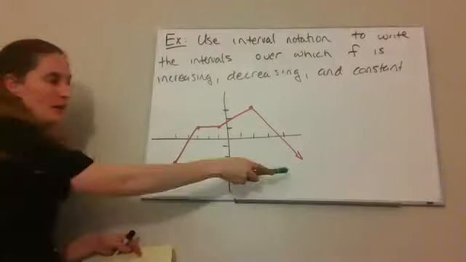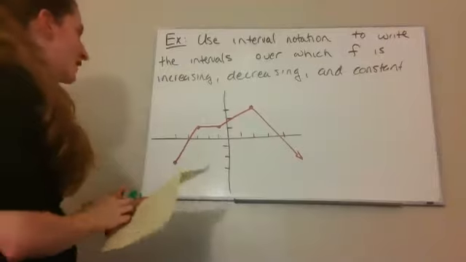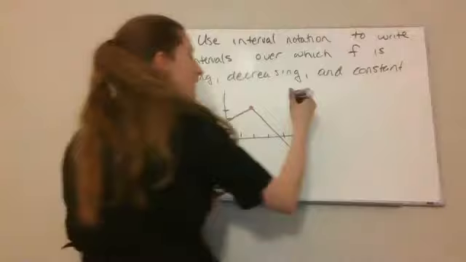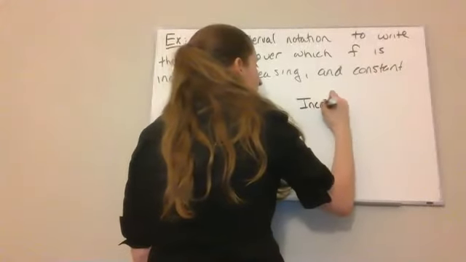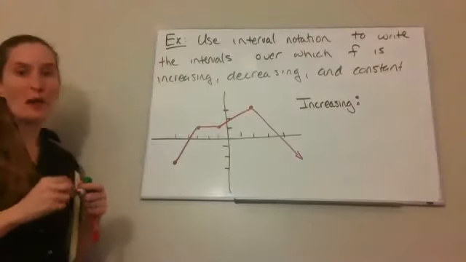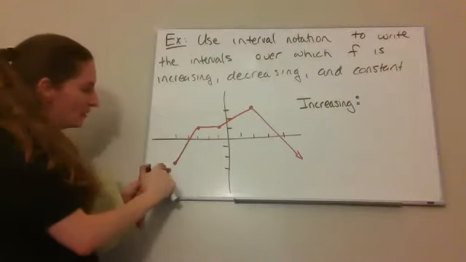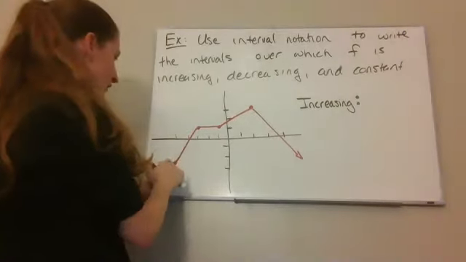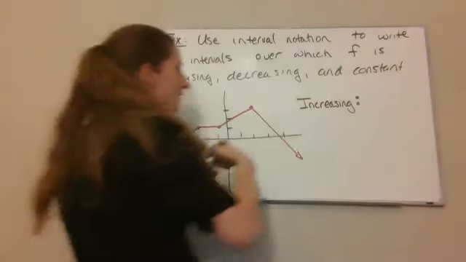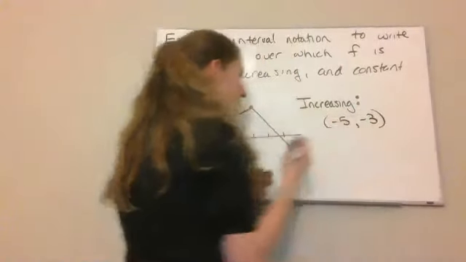Goes on forever on this side, and it stops at this point over on that side. So we want to find where it's increasing, decreasing, and constant. So let's start with increasing. We want to know, where is the graph going up from left to right? You can see at the very beginning it starts going up. It's going up when x is equal to -5 until we reach -3. So that first piece would be -5 to -3.